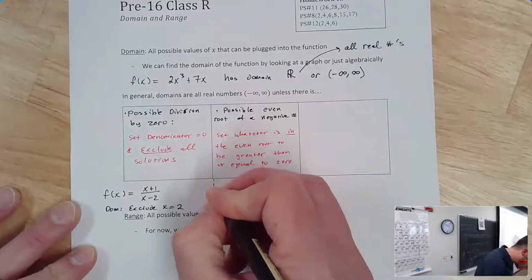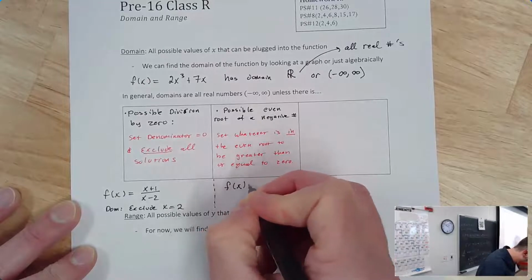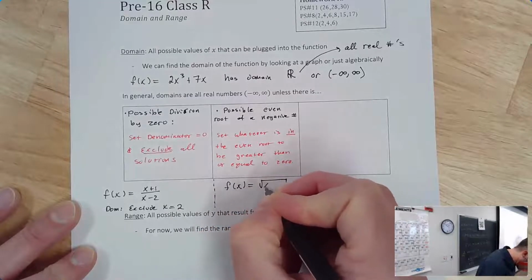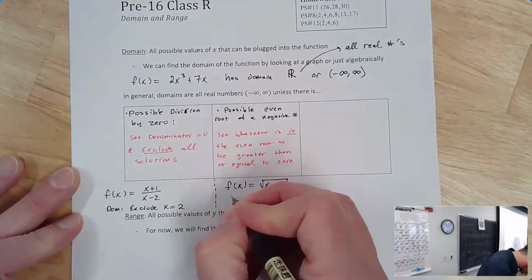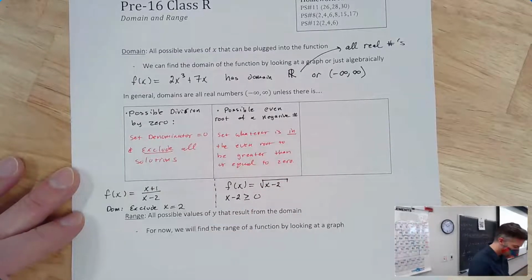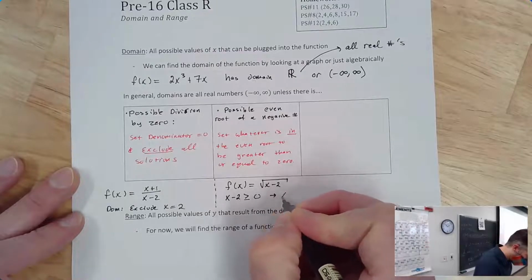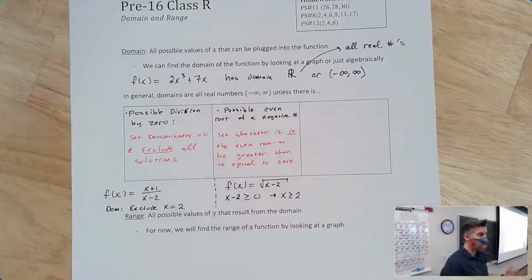An example of this would be something like f of x equal to the square root of x minus 2. For this function, we need the insides to be greater than or equal to 0. So the way we would deal with this is we would set x minus 2 to be greater than or equal to 0, which would result in x being greater than or equal to 2. So here the domain would be all values of x that are greater than or equal to 2.